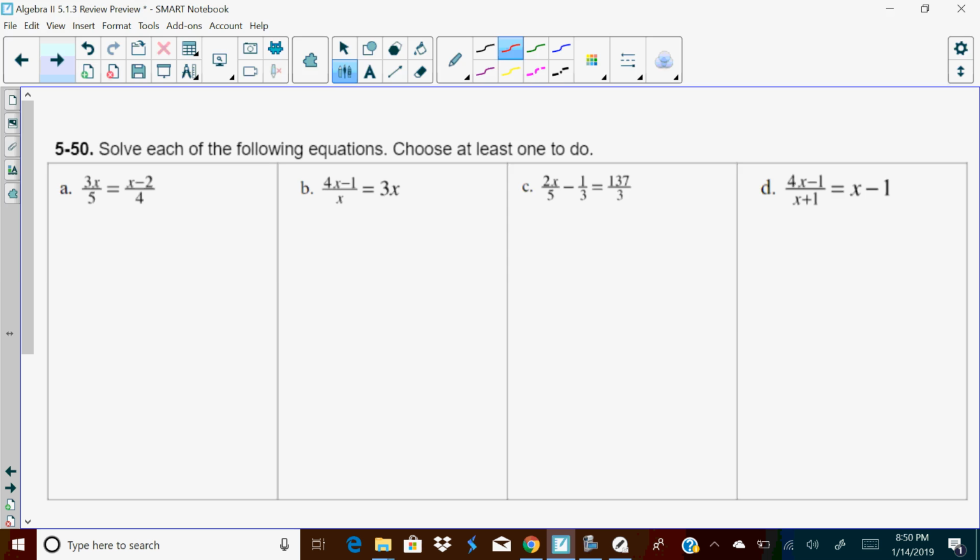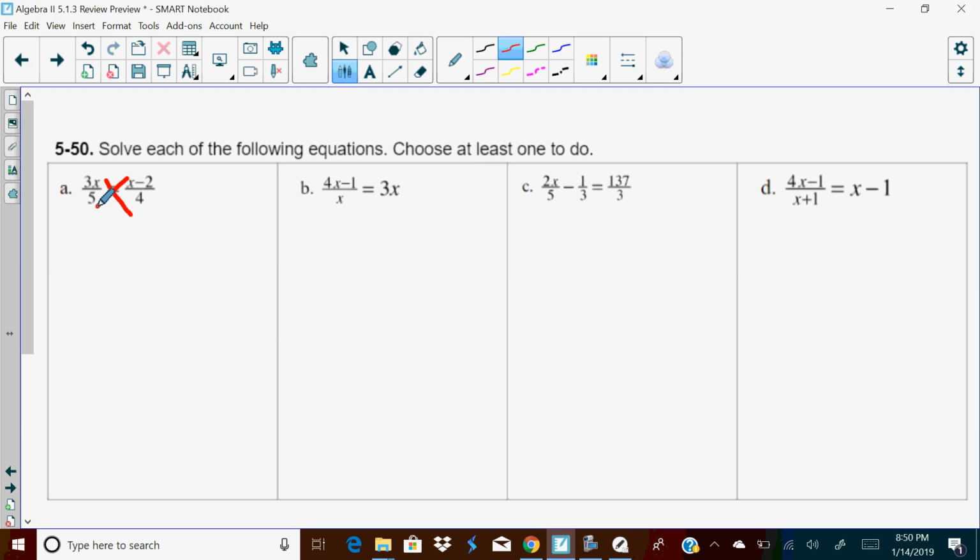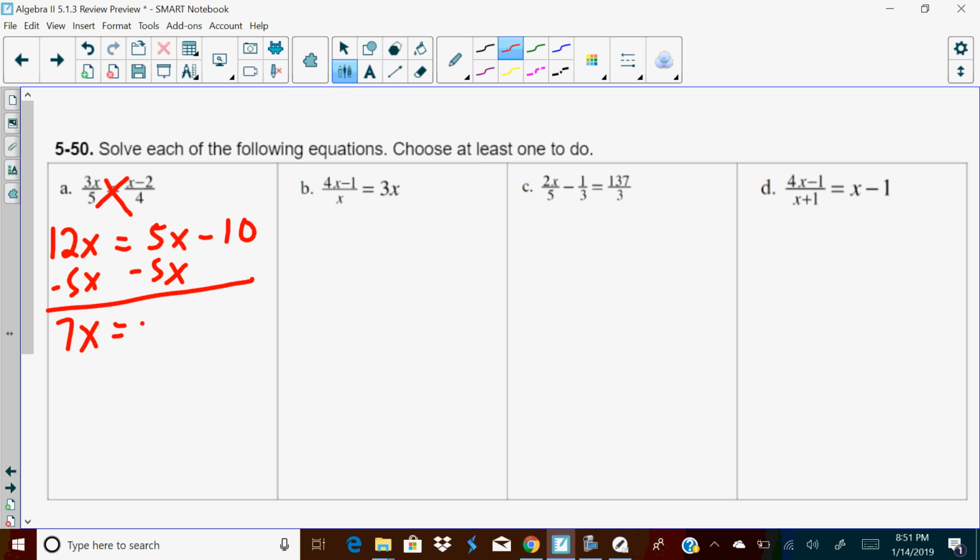Okay, problem 50, solve each equation, choose at least one to do. So for this problem, I'm going to do all 3. So I'm going to multiply across first, so cross multiply. So I'm going to get 12x equals 5x minus 10. So then I'm just going to solve. Subtract 5x. I'm going to get 7x equals negative 10. Divide by 7. So I get x equals negative 10 sevenths.